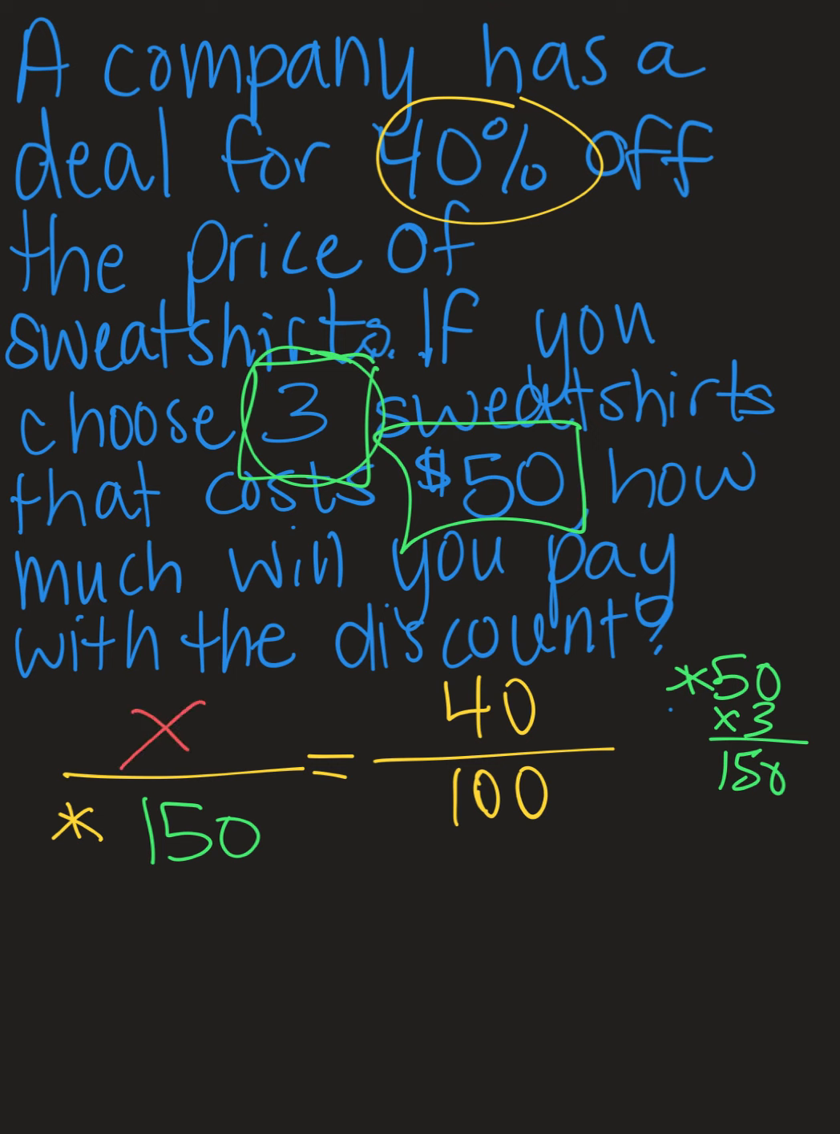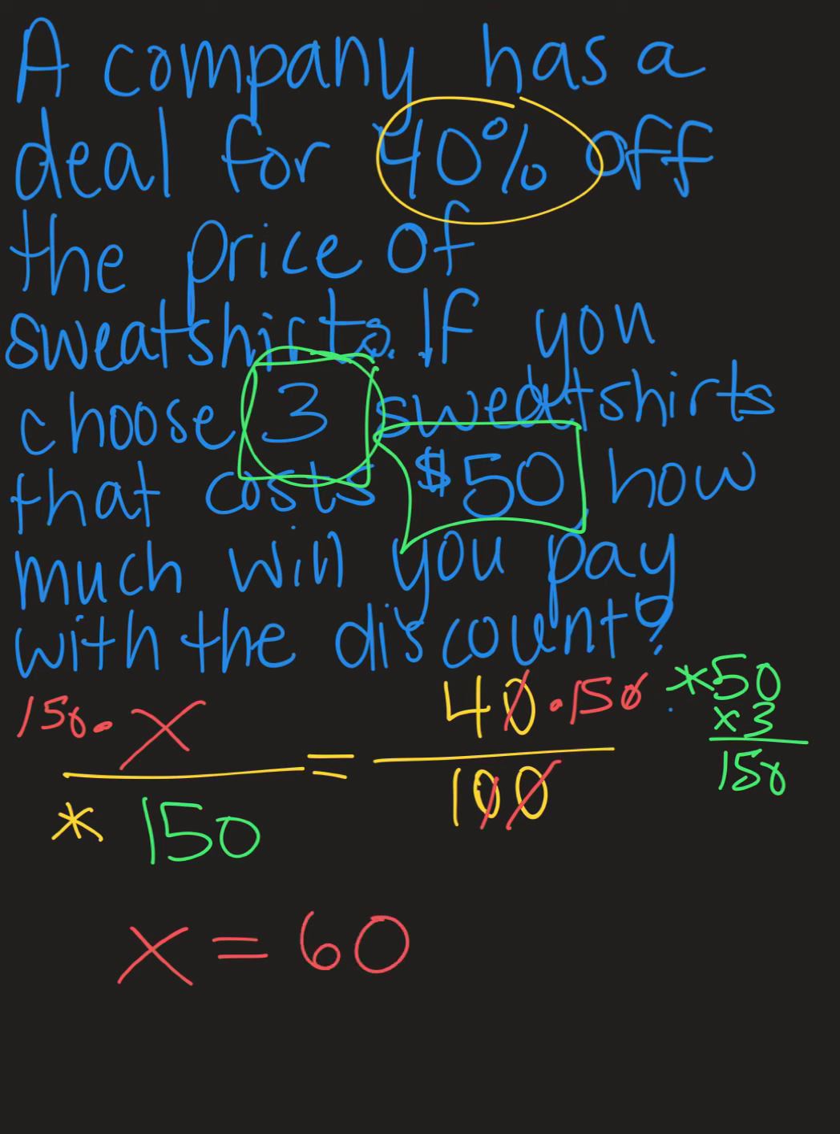My numerator here, my part is my question mark, so I'm going to put a variable in, and I'm going to solve. Now, x is being divided by 150, so I'm going to multiply both sides by 150. And I'm going to simplify by 10 there, by 10 there, and 4 times 15 divided by 1 gives me my answer. So 4 times 15 gives me 60.